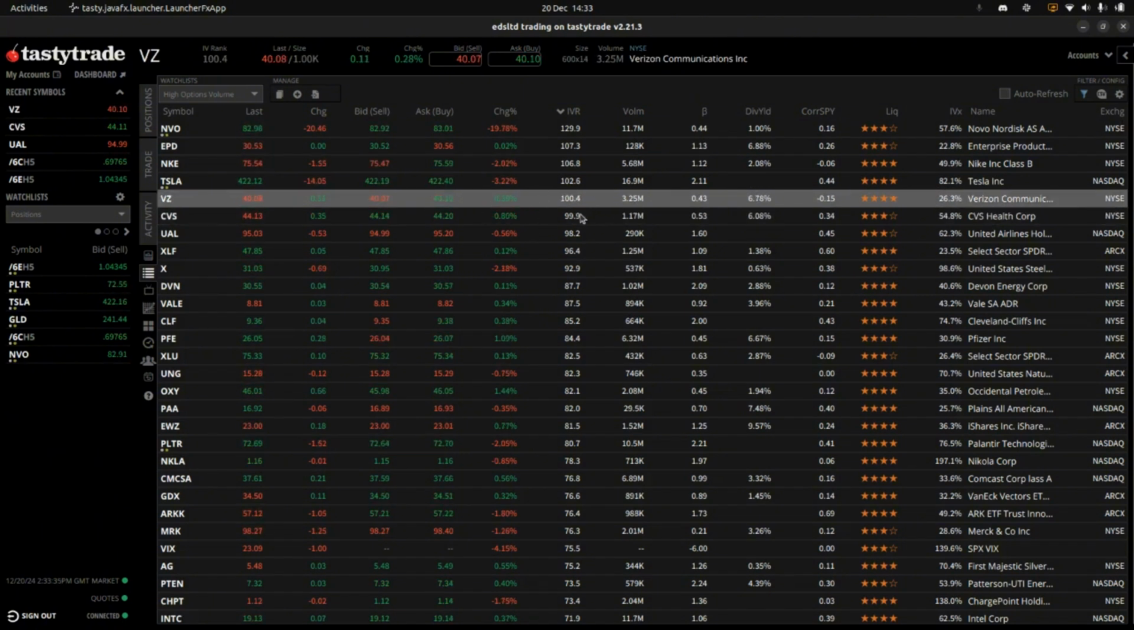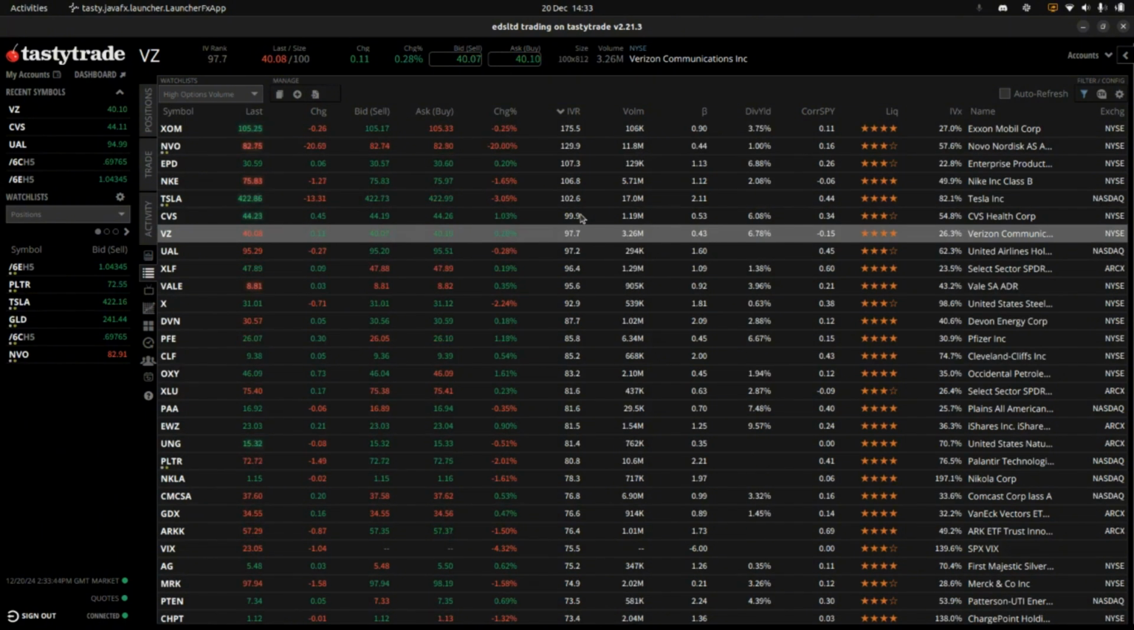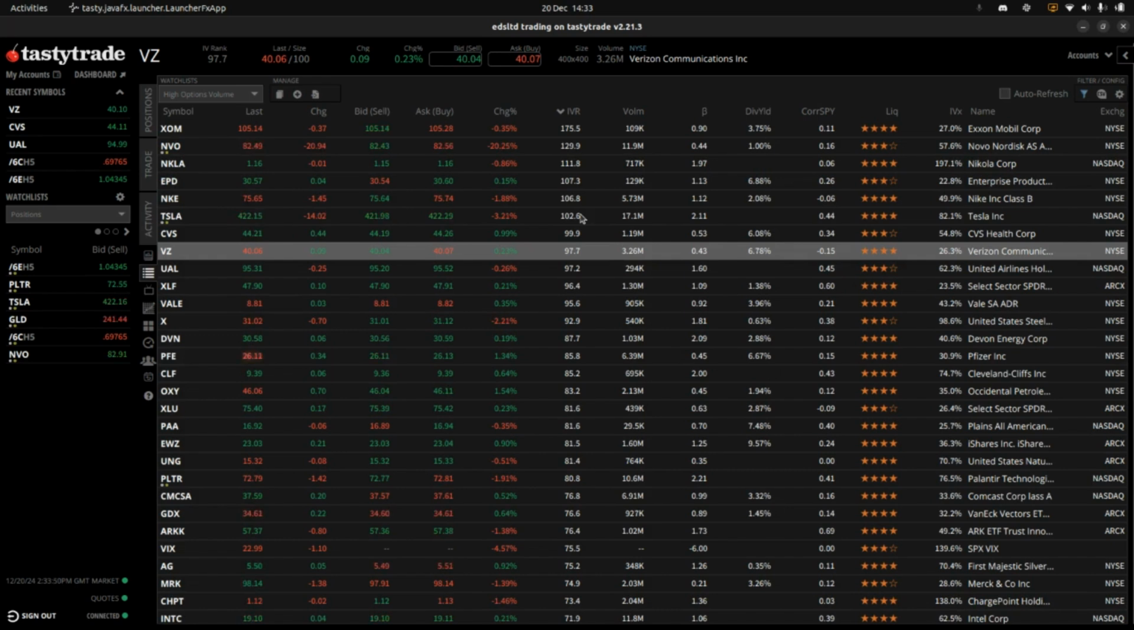Well, that's because Coca-Cola isn't going to move around as much as Tesla. So an IV rank of 50 on Coca-Cola is going to be much lower on the absolute IV side of things compared to an IV rank of 50 on Tesla. So with IV rank, it tells you where IV is relative to that specific underlying over the past year. So it's a very powerful metric.